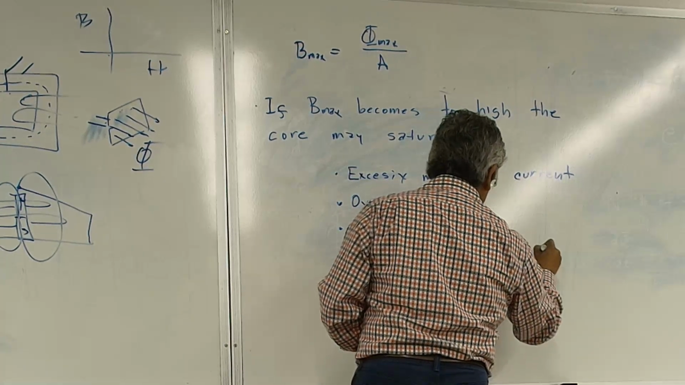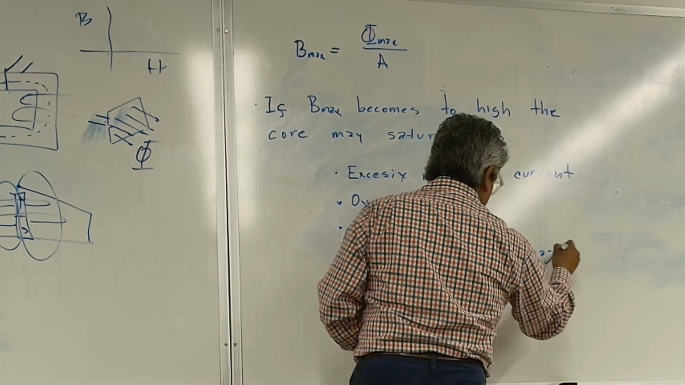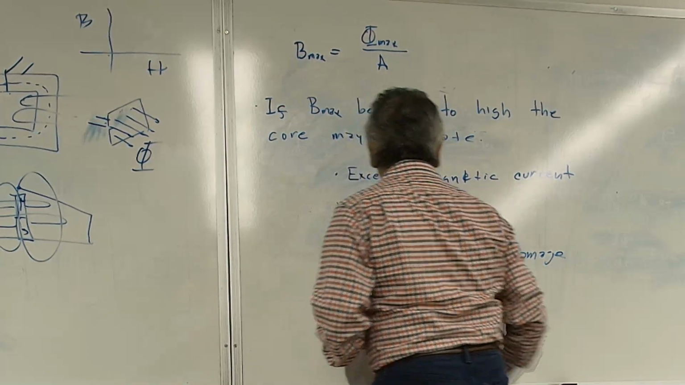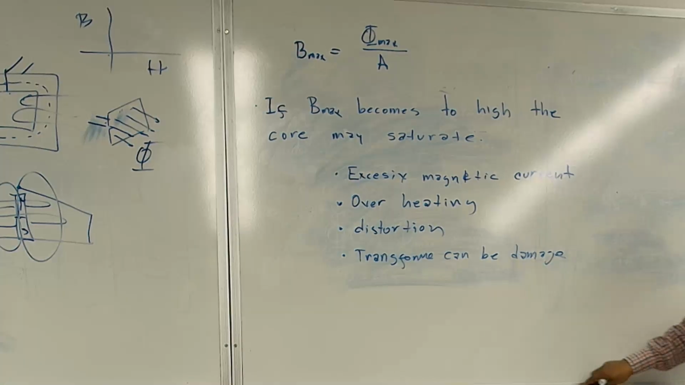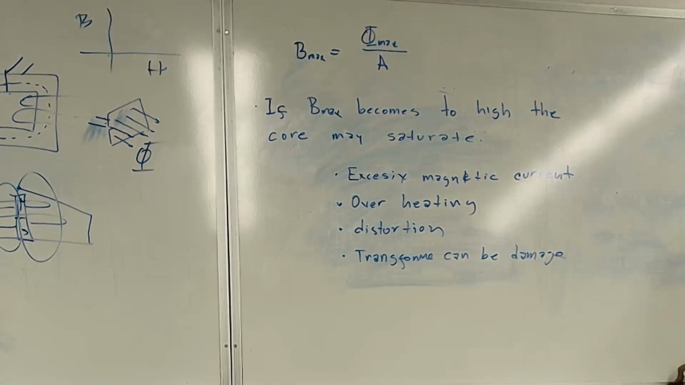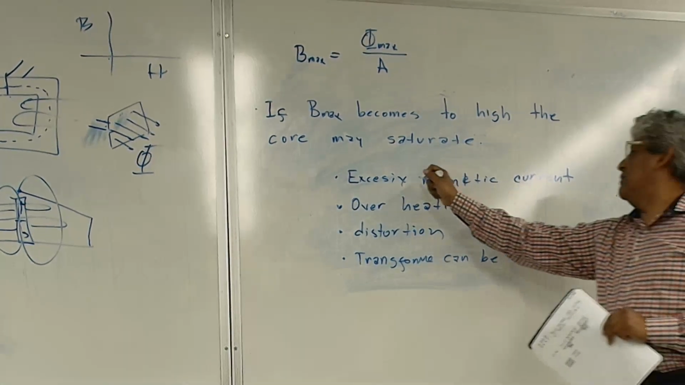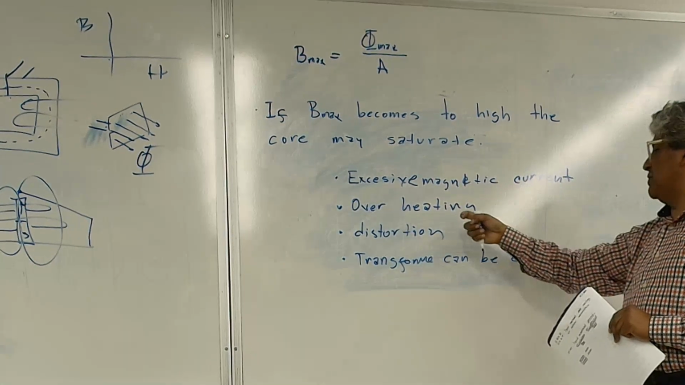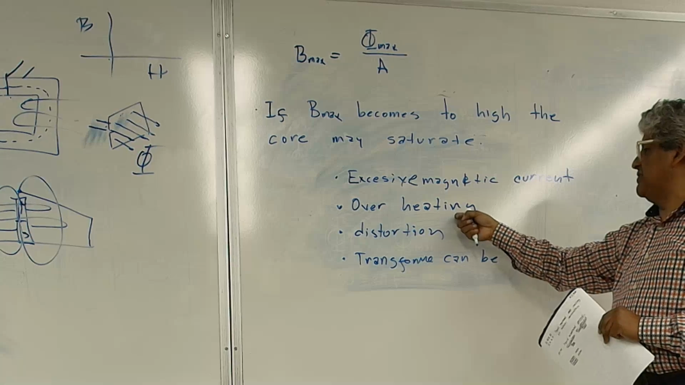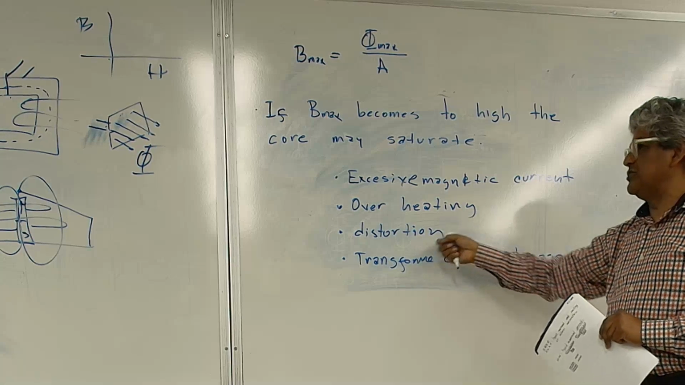Damage. So you have a limit of the flux density of the core, and you have to keep it in check. So it's part of the design of the transformer. Now, I said excessive, and we're going to quantify this with the model. Overheating, we're going to quantify this with the model. And then distortion is once again, right?